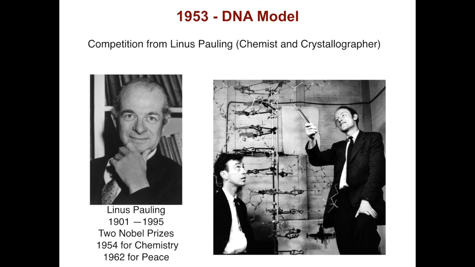Watson and Crick faced competition from Linus Pauling, who was a chemist and also a crystallographer. And to create the DNA model, Watson and Crick had this key insight that A bonds with T and G bonds with C. And this led to their Nobel Prize for discovering the double helix and the structure of DNA.